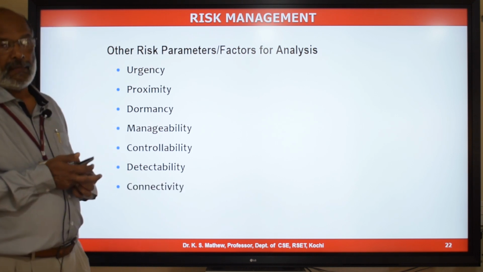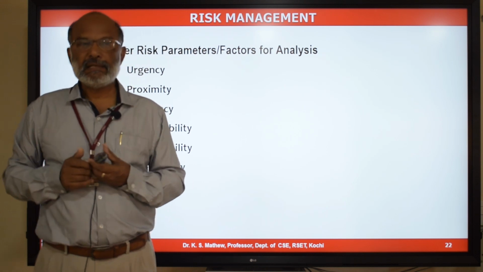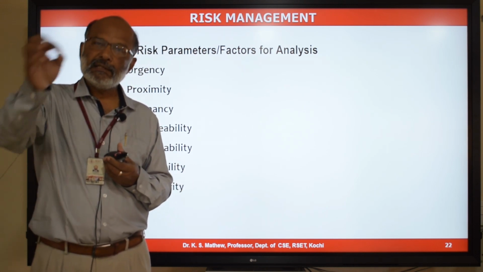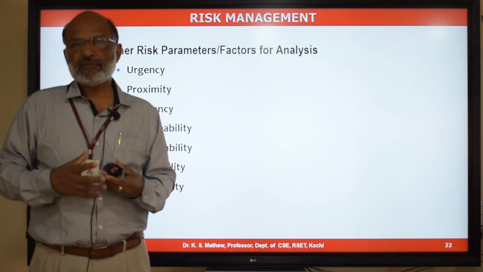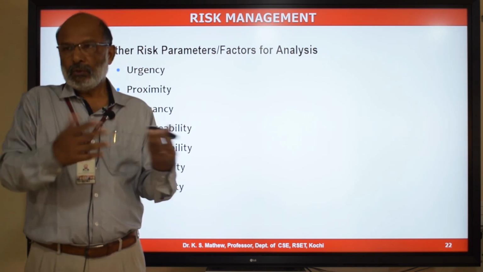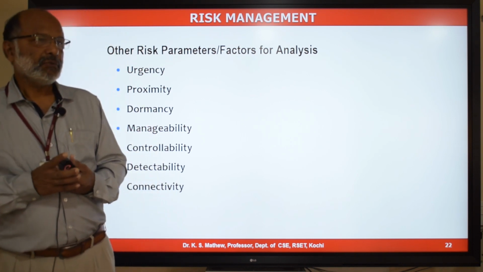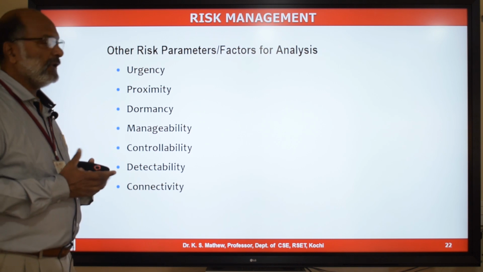And connectivity. One risk may be related to or connected to other risks. So if that one risk occurs, there is a possibility that other risks will also occur in the project. If there are a large number of risks which are related to a risk, connectivity is high. If there are no risks related to a particular risk, connectivity is very low. So connectivity is high means that there are a lot of related risks which may happen if the main risk occurs in the project.